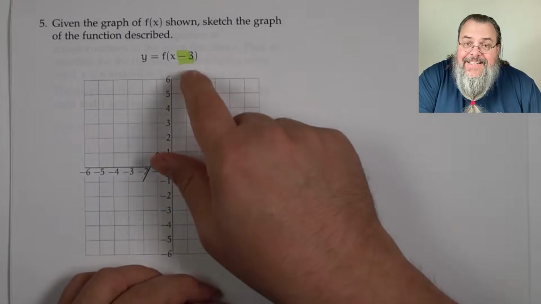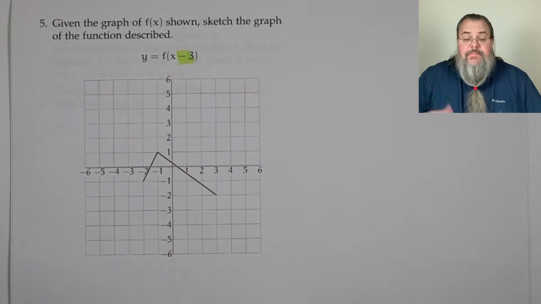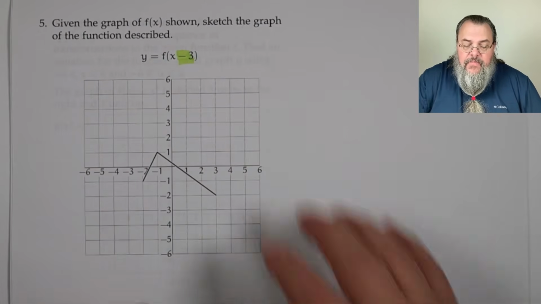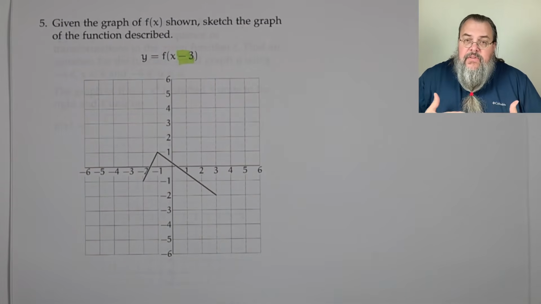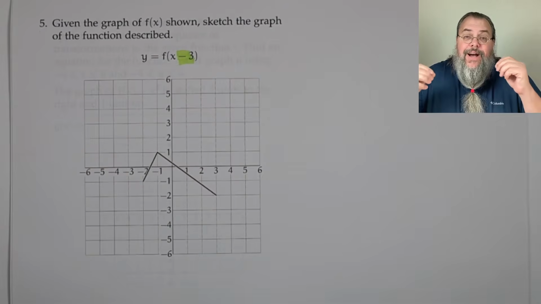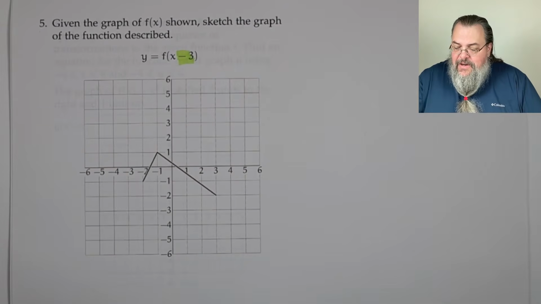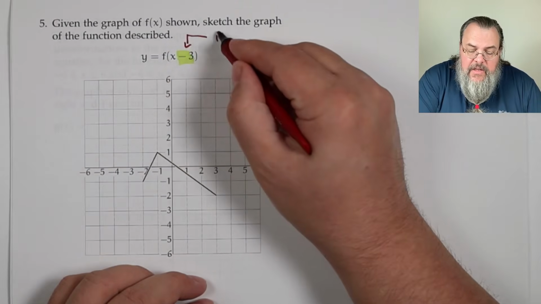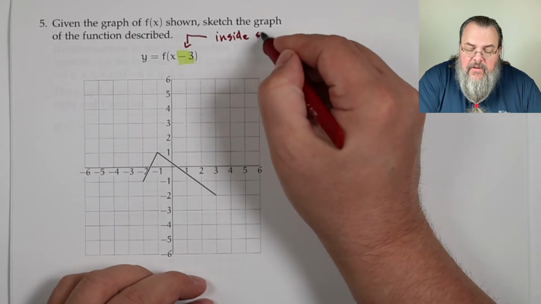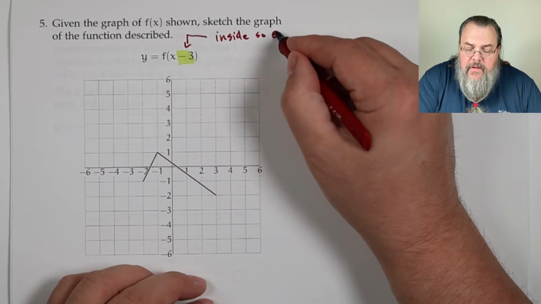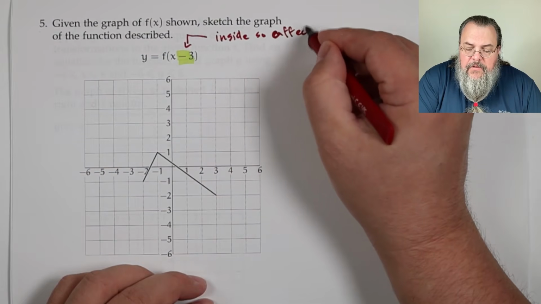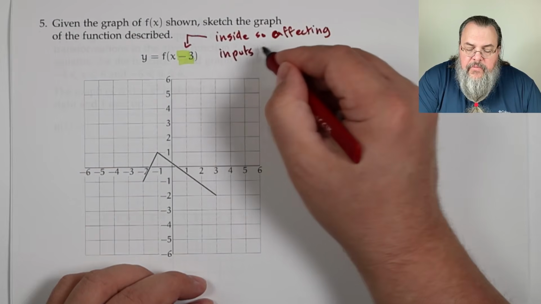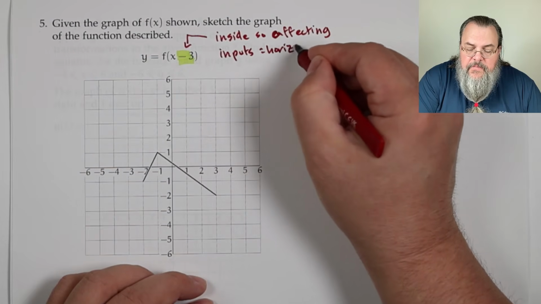Well, this is an inside thing. So it's something having to do with the input. And in particular, what we're going to see is that this corresponds to a horizontal shift. All right, so it's inside. So we're going to make some notes here. Inside, so affecting, I can never remember A or E, so affecting inputs, which is the horizontal.